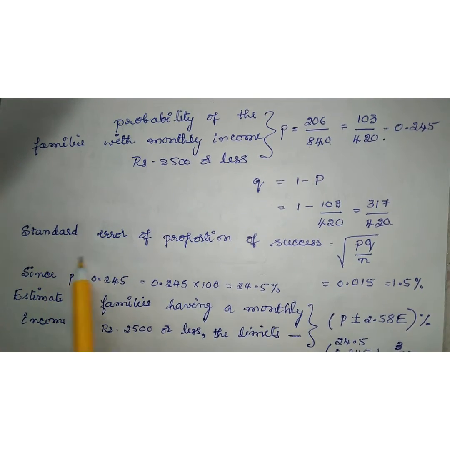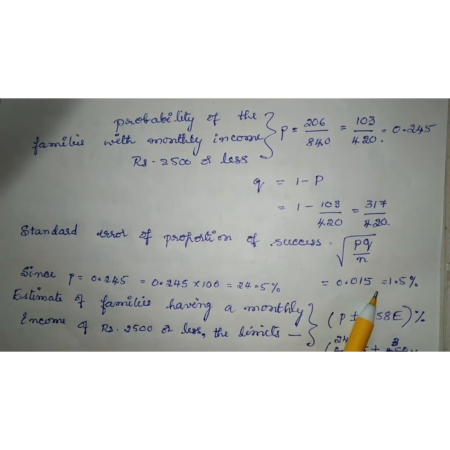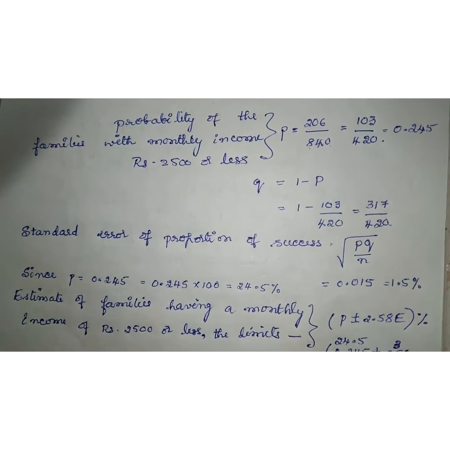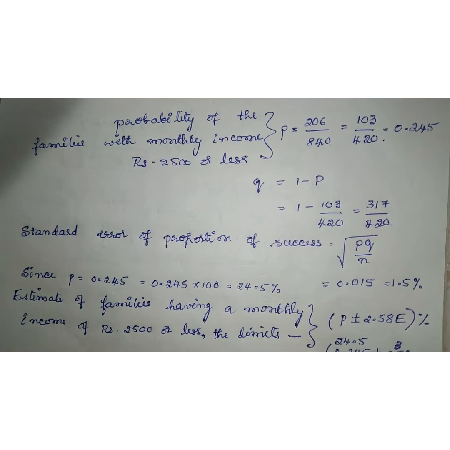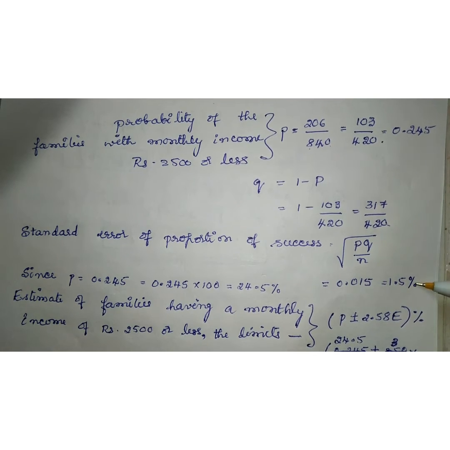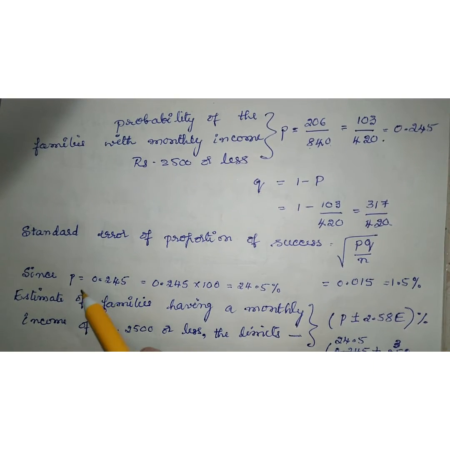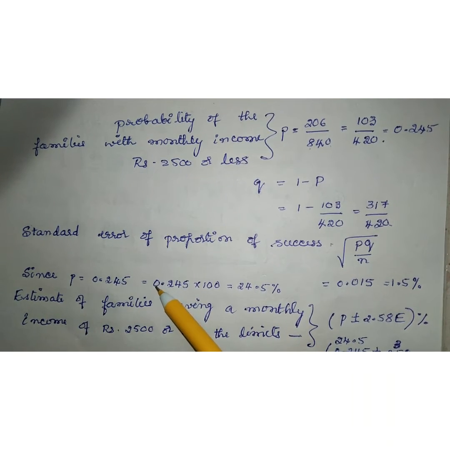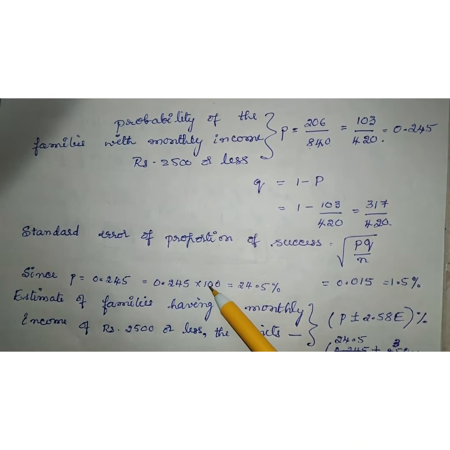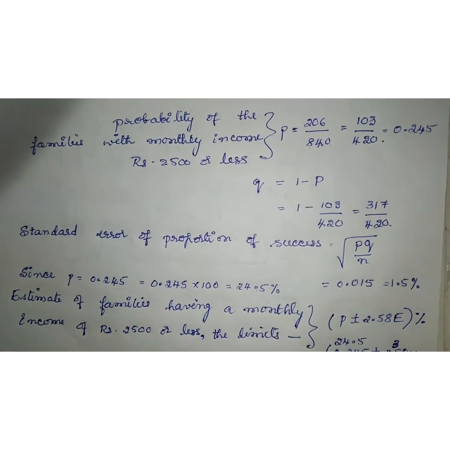Here we need the error, the standard error of proportion of success, which is root pq by n. Since you are asked to find the limits of the proportions, I'll convert everything into percentage. So 0.015 you have, multiplying by 100 to this, you get the value in percentage. In the same way I want the p value in percentage. So we had 0.245, into 100 will give you 24.5%.